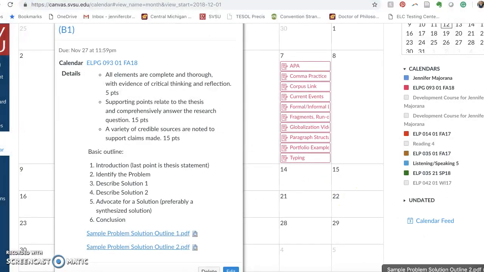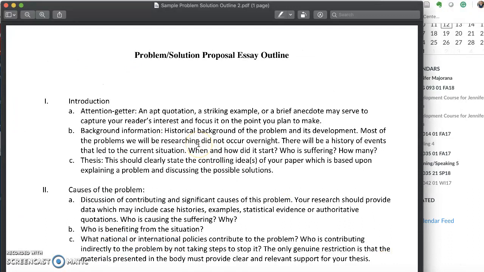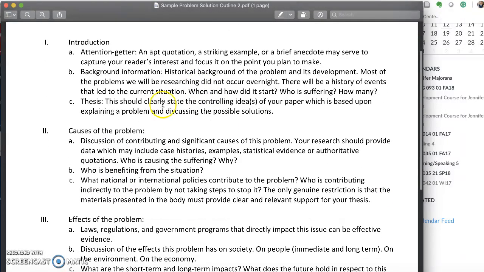Okay, let's look at the second outline. So very similar. First, we have the introduction, and I think they give you some good ideas here about what you could do for your hook: a brief anecdote, striking example, an apt quotation. Don't forget to cite if you have a quotation. Then in the introduction, they're recommending you put the background information, like historical background. So if you don't have that much background information, you could put it in your introduction. If you have a lot to say about the background, that could go into the second section.